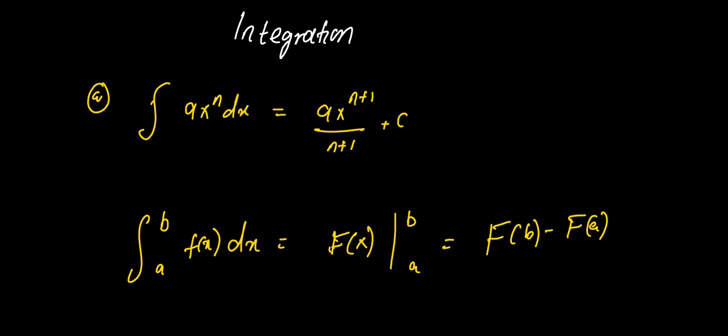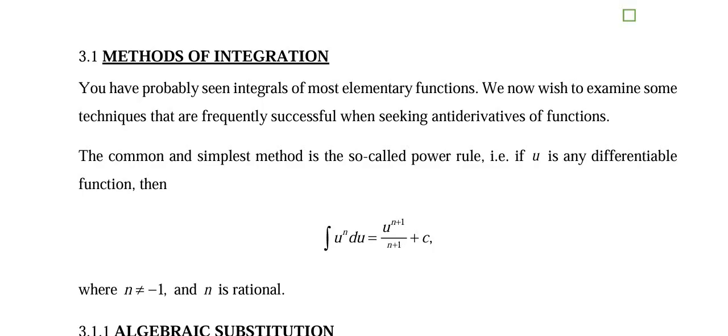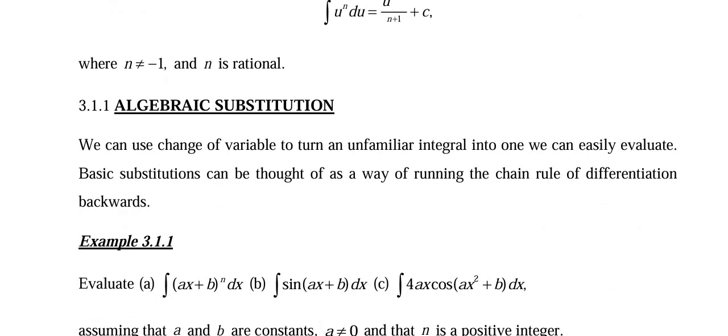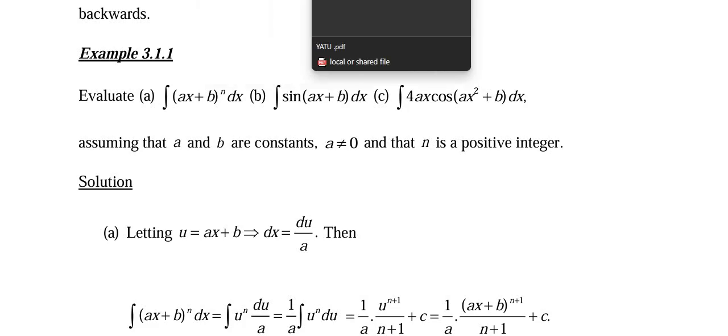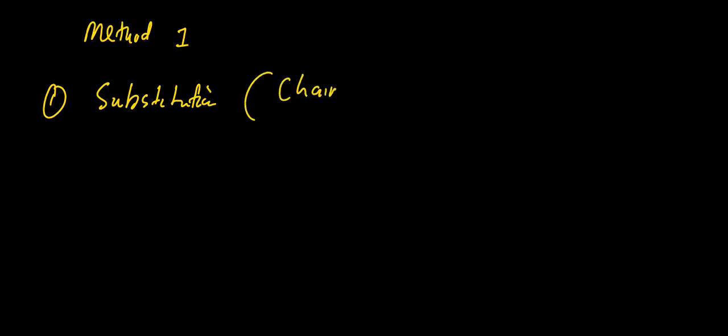Now let's talk about the methods of integration. We'll start with the first one, the algebraic substitution. So I'll give you some examples from here. This is just the same thing as u substitution. Yeah, so method 1 is substitution, or rather we just say it's reverse chain rule. It's more like chain rule, but then under integration.